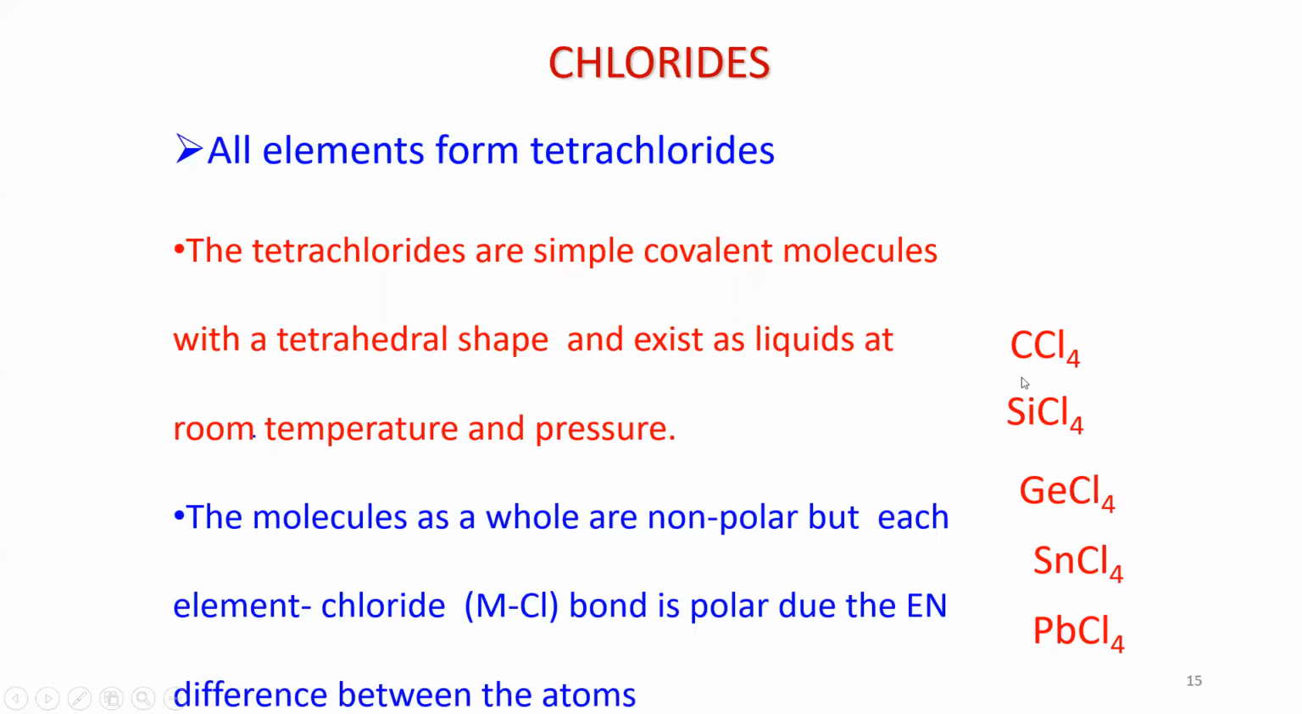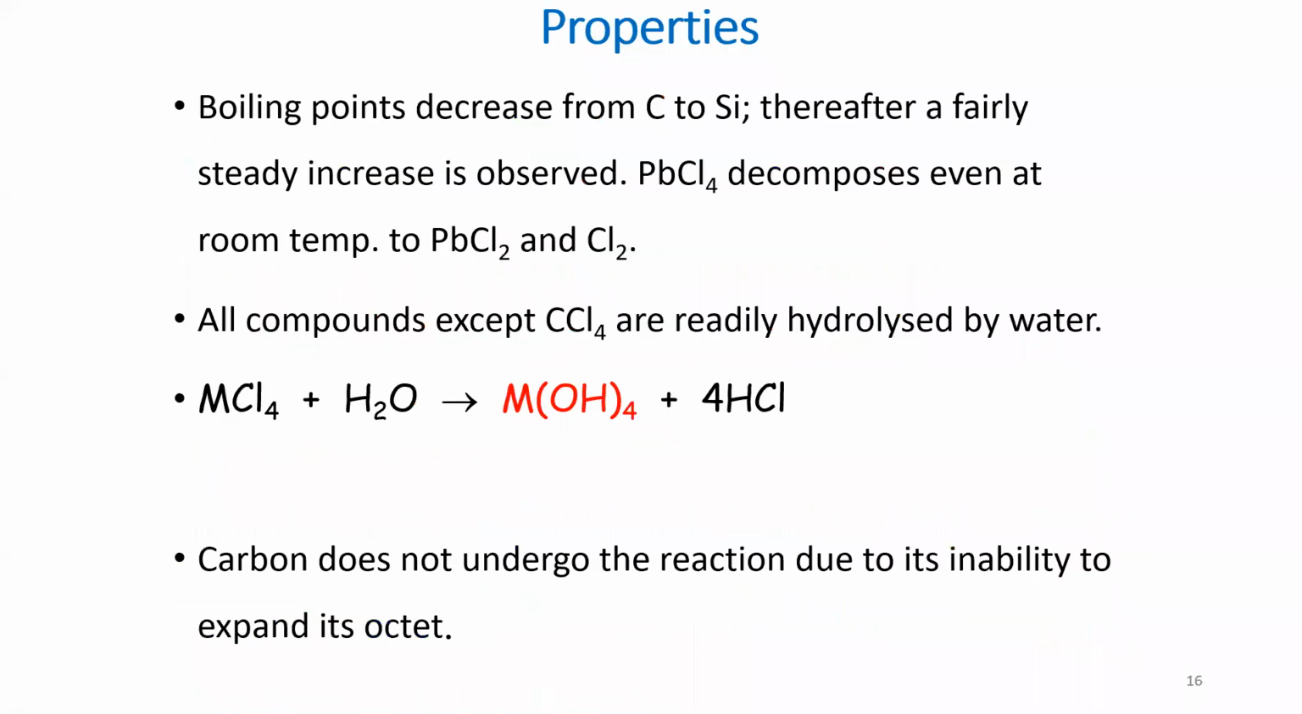So the molecule as a whole, when they form this molecule, is non-polar. But the metal chloride bond is polar due to the difference in electronegativity. But the molecule as a whole is non-polar. But each element with their chloride, the metal chloride bond, is polar due to the difference in electronegativity. So for boiling point, we've already said that it decreases from carbon to silicon.